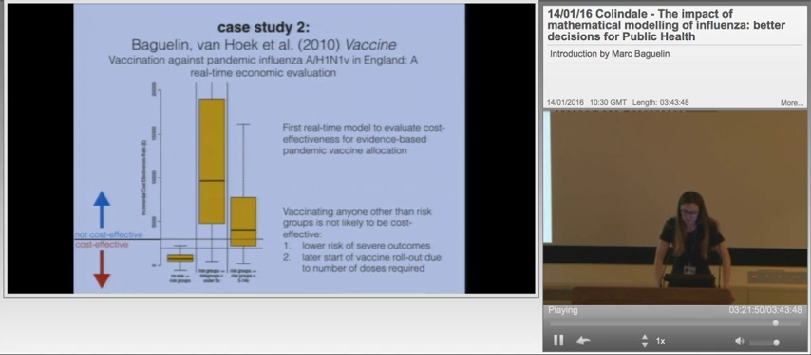And so their conclusion was that vaccinating anyone other than the risk groups is likely not to be cost-effective because of the lower risk of severe outcomes, but also because of the very pragmatic problem that the vaccine rollout would take much longer in the case where you're targeting a very large proportion of the population.